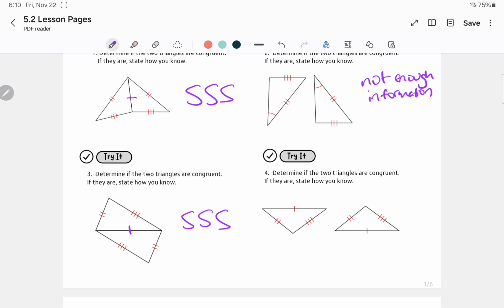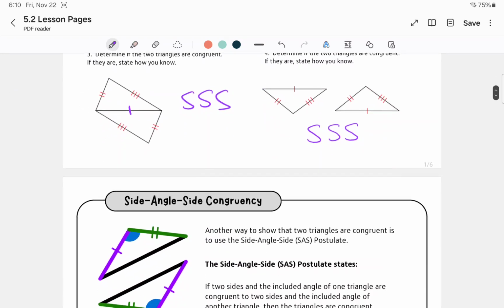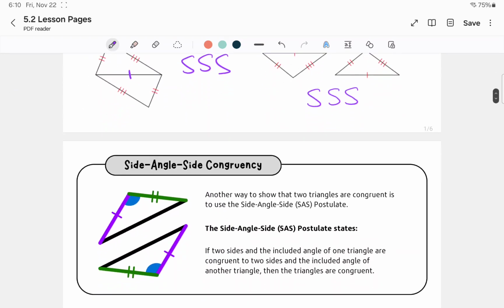And now number 4, again, same thing. So I know we don't have much here. We've only got 1 postulate, so it's either going to be side, side, side, or not enough information. And this one is, again, side, side, side. So pretty simple. Now we're going to look at side, angle, side congruency.